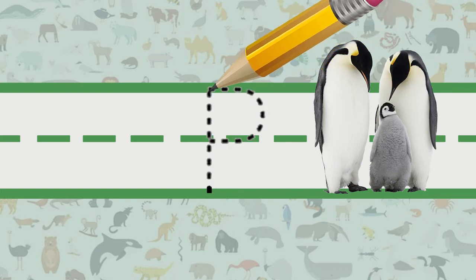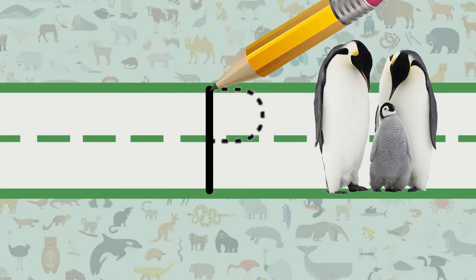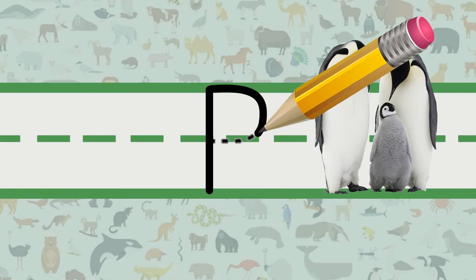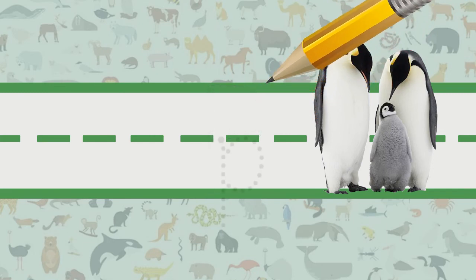Start at the top and draw a straight line down to the bottom. Then go back to the top and draw a curved line to the middle. Good job. Now let's write small p, or lowercase p.